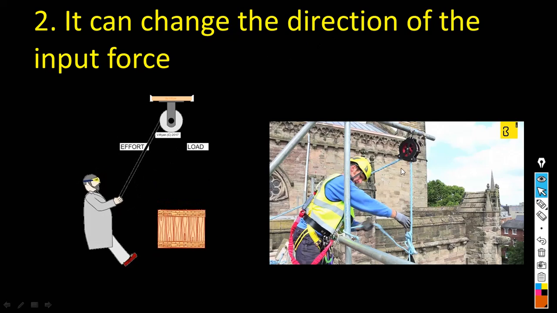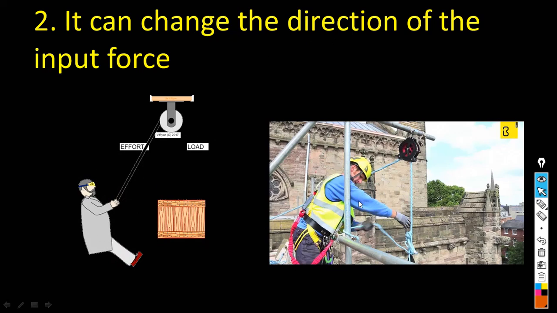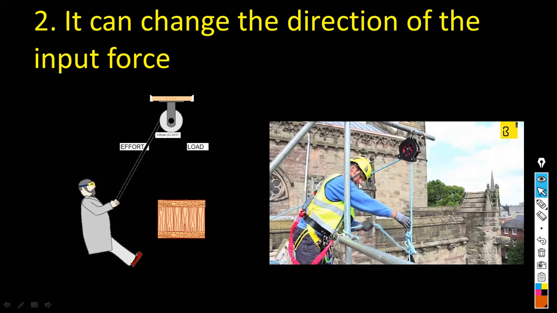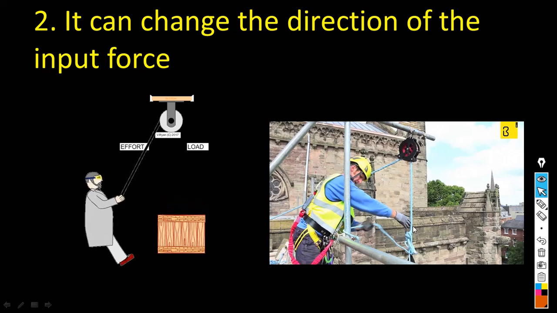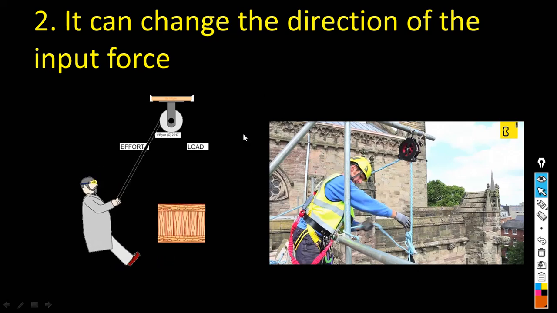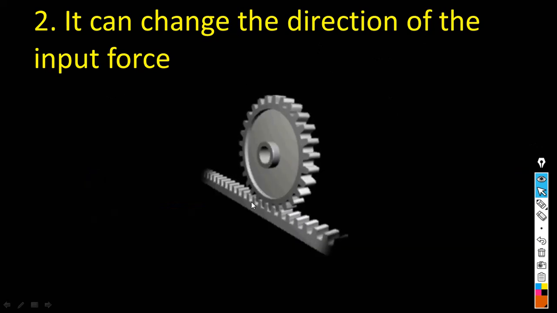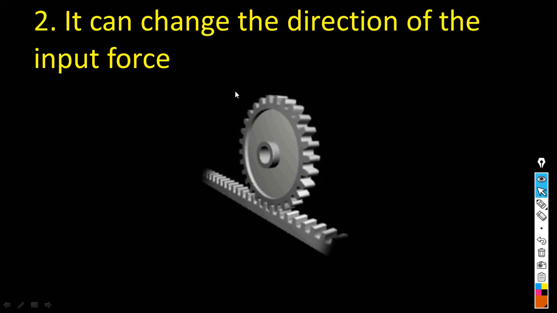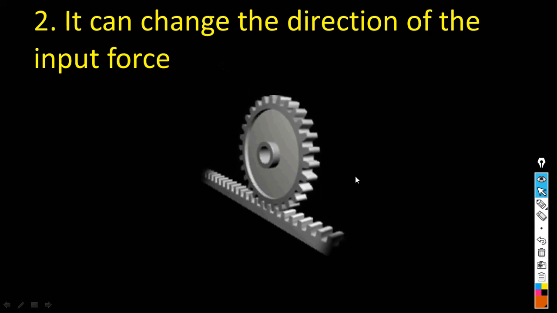And the pulley is also used, as you know, in construction. Okay, this is a construction worker using a pulley, and also he is applying a force in that direction, and the output force is coming in this direction. So there is a change in direction of the input force. Now look at this. This is also an example of change in direction of the input force.